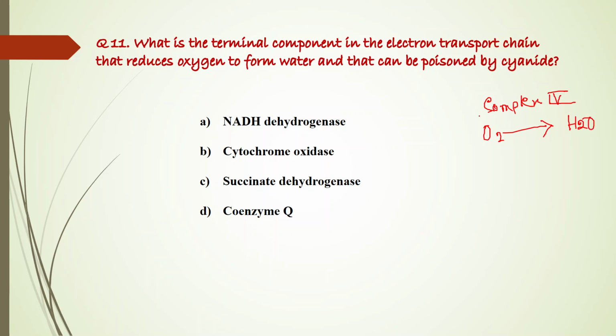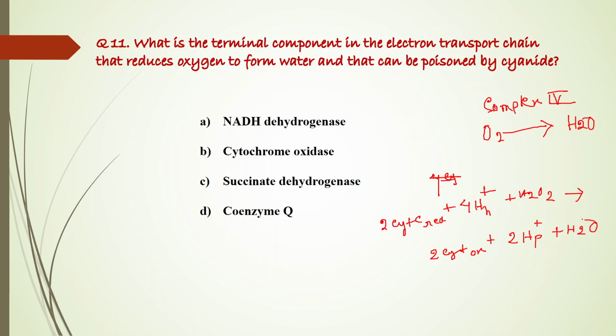If I write it down here, the correct form would be: 2 cytochrome C reduced plus 4 H+ plus 1/2 O2 to 2 cytochrome oxidase, 2 H+ plus H2O. So that was the reaction that was happening in case of complex 4.